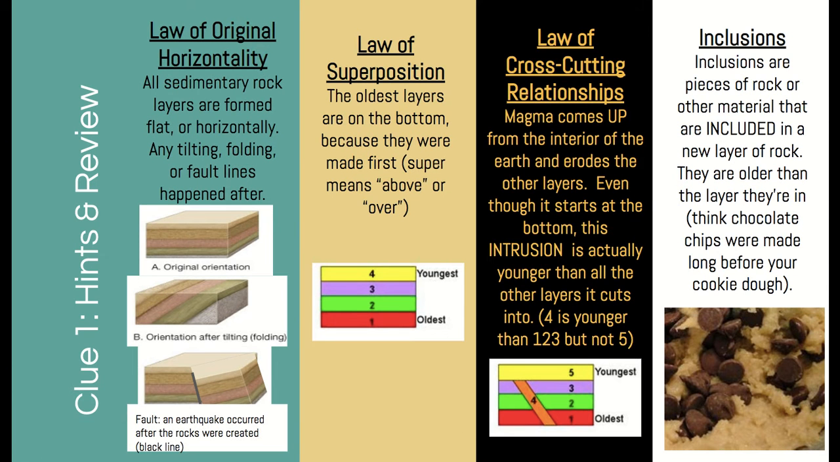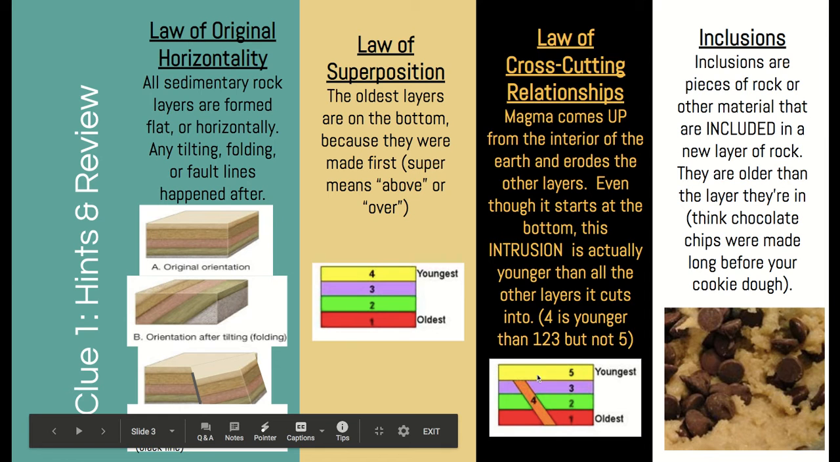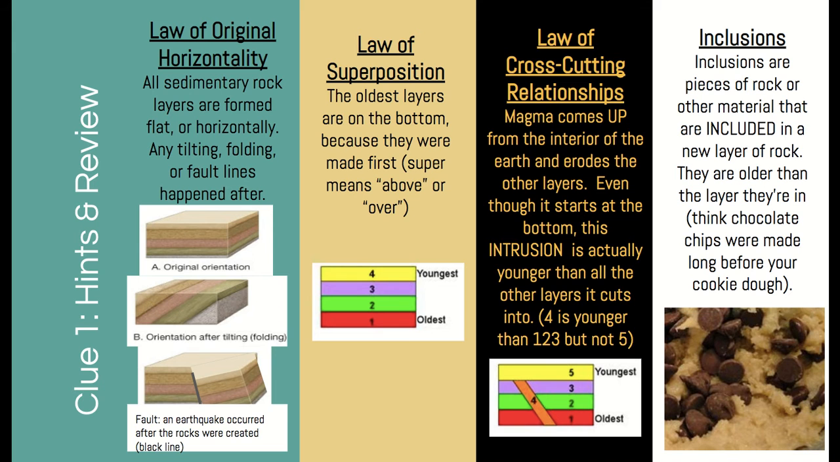Magma will continue up to the surface just because it's less dense. So if it stops at this layer, that means that this layer did not exist before the magma rose up and cut through it. So the magma will cut through all of the layers that it goes through. So that's just how you want to think about the law of cross-cutting relationships.